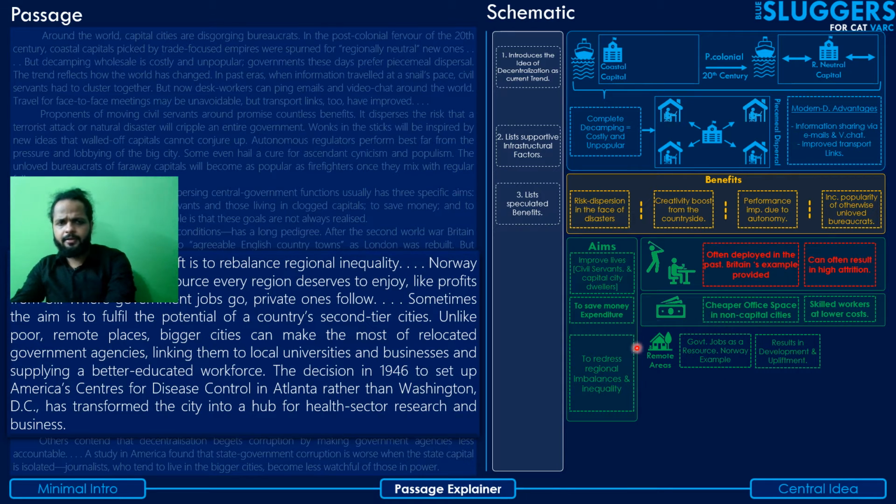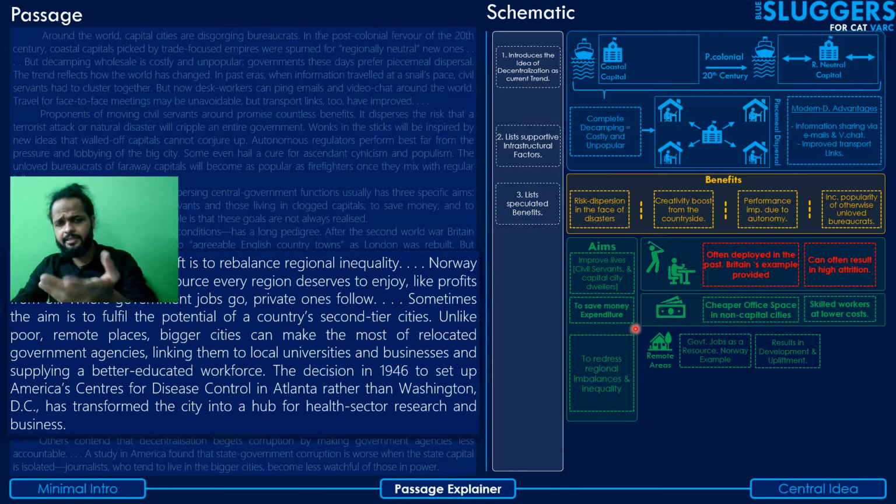So what he means to say here is that he's given the example of Norway, and he's basically trying to make the point that even in a remote region, if federal jobs are moved there, private jobs automatically follow, and hence this phenomenon results in the upliftment and development of that remote region. Okay, that's what he's trying to say here.